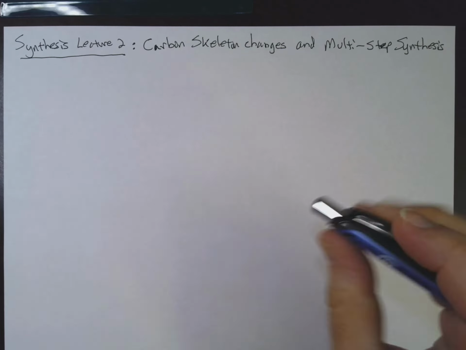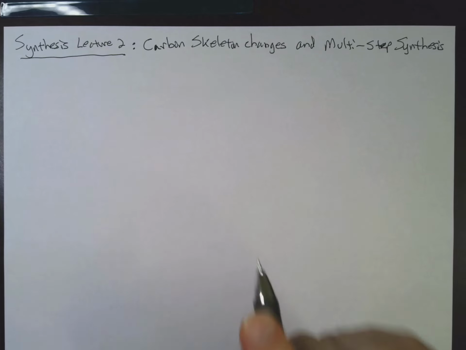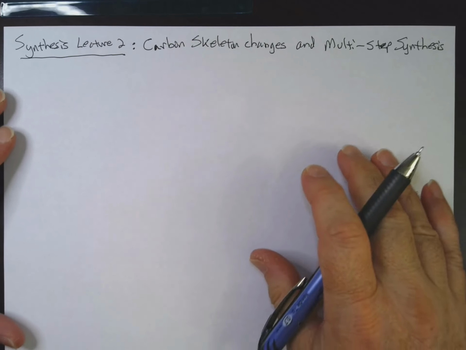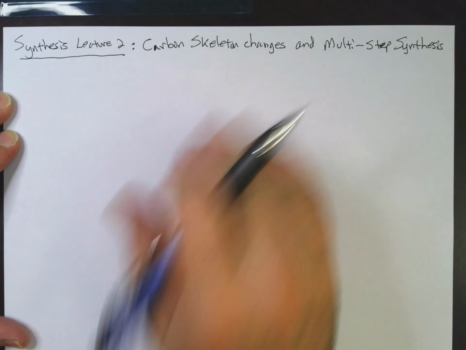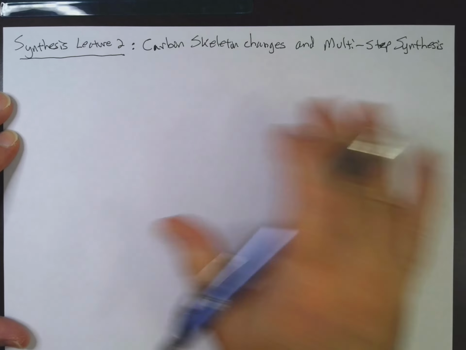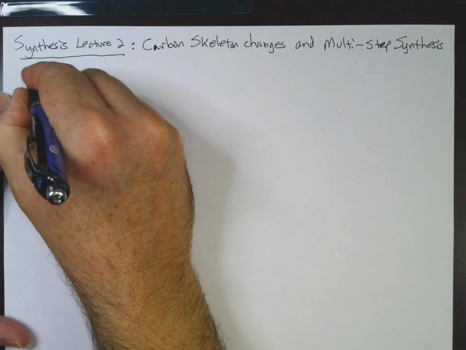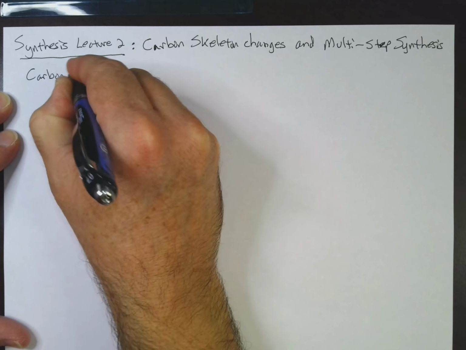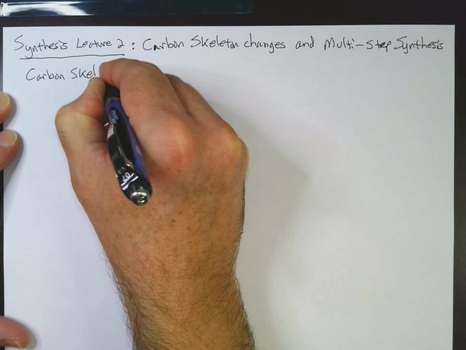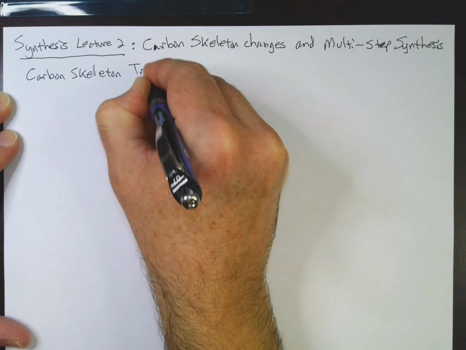All right, Dr. P here, and in this lecture we're going to take a look at multi-step synthesis. I'll actually start with making changes in the carbon skeletons of molecules. So we'll call it carbon skeleton transformations.